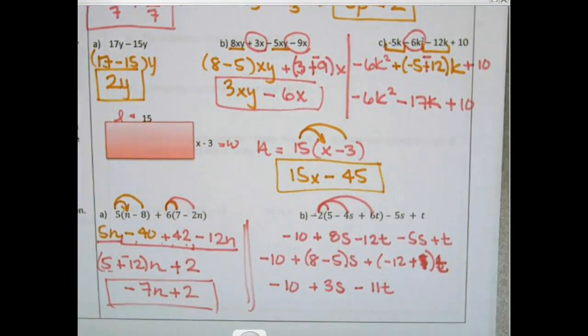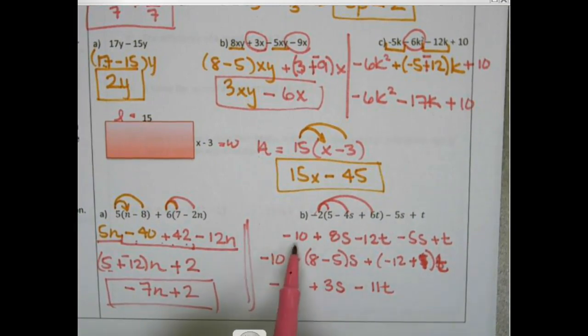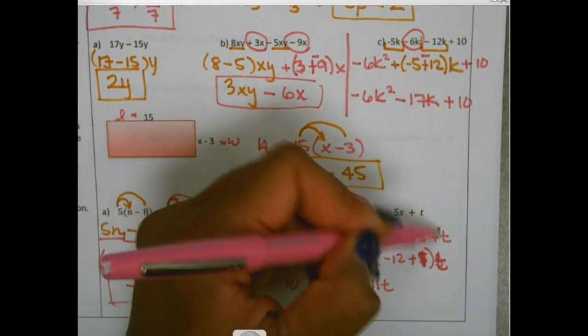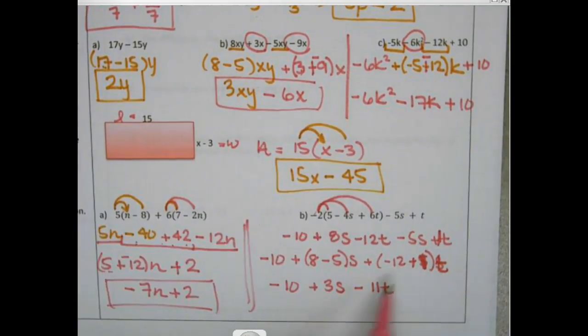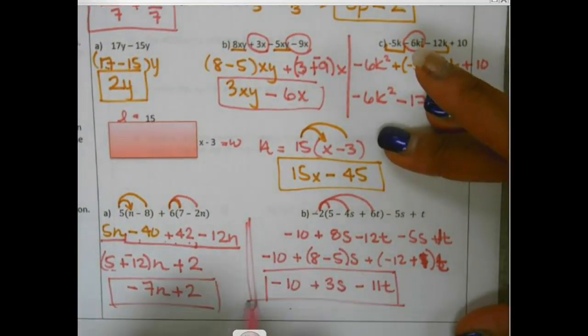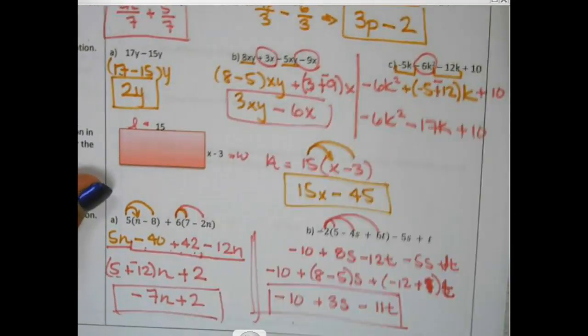All right, so when I distributed, I got this, negative 10 plus 8s minus 12t, and then I grouped my like terms together, so 8 minus 5, and then negative 12. They don't give me a number in front, so I just put a 1 in front of that t, so negative 12 plus 1, and then this would be my final answer. Make it official.